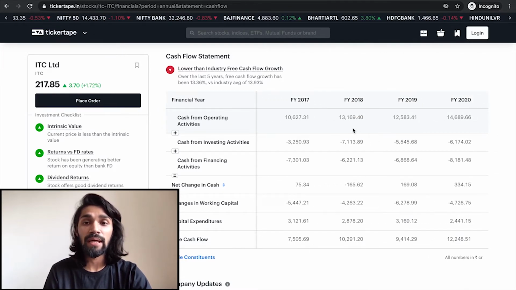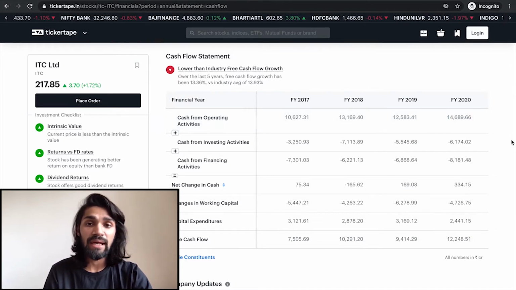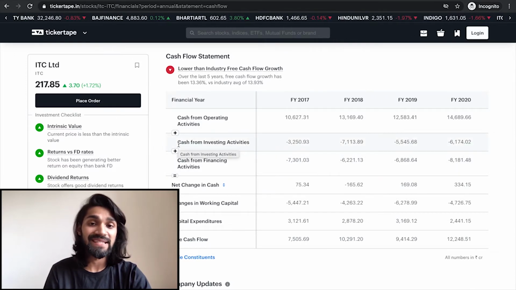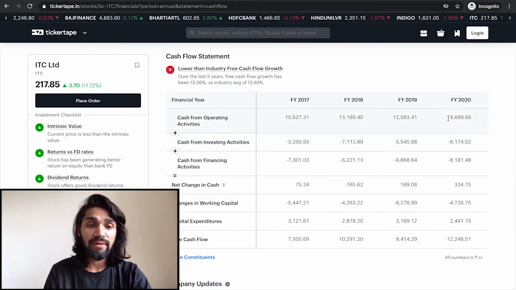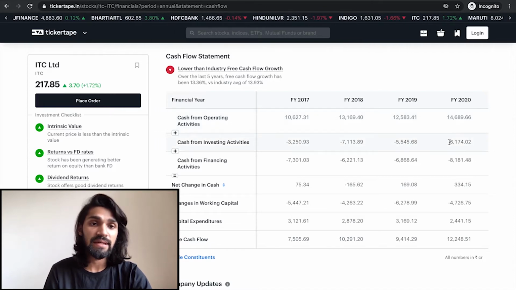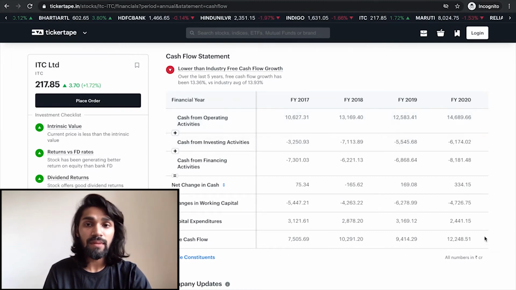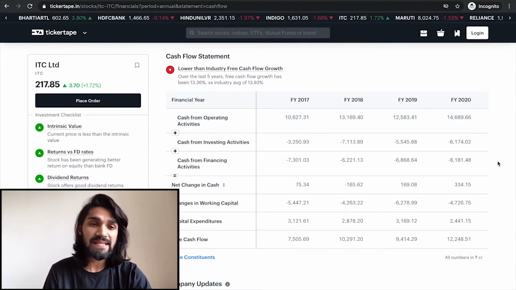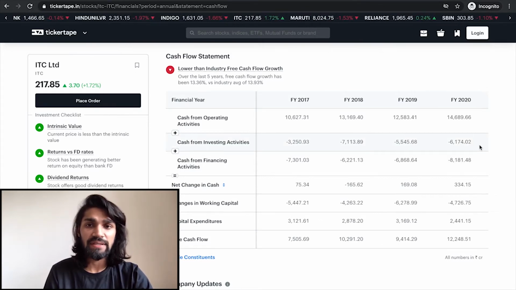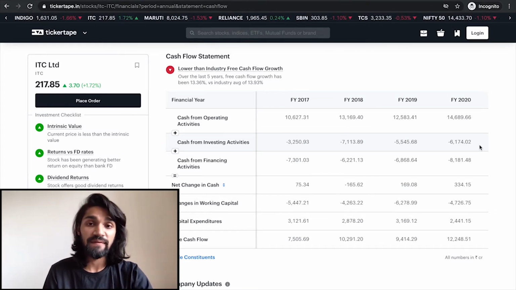The next thing that we look into is, once they have generated this cash, what are they exactly doing with that cash? So if we see here, the next thing comes as cash from investing activities. So whatever cash was generated, they used approximately 6,000. So let's just say they generated 14.6 thousand crores. Out of that, they used 6,000 crores to invest into expansion of ITC or whatever that would create more cash the next year. That's what cash from investing activities are.